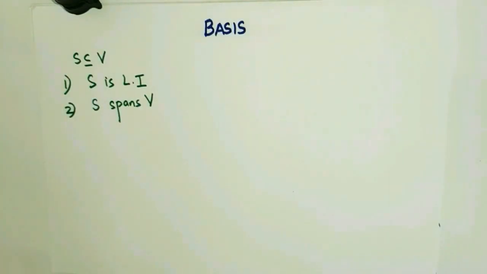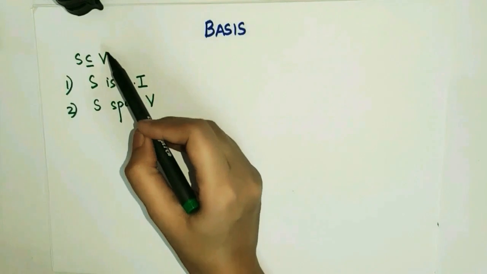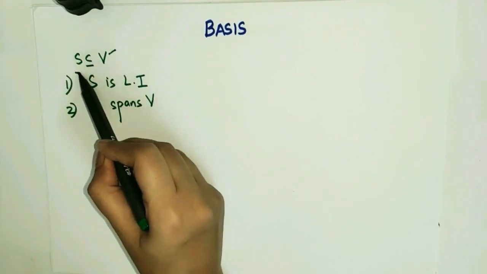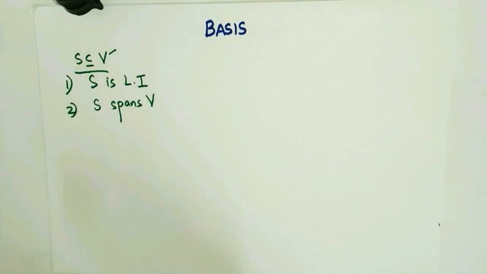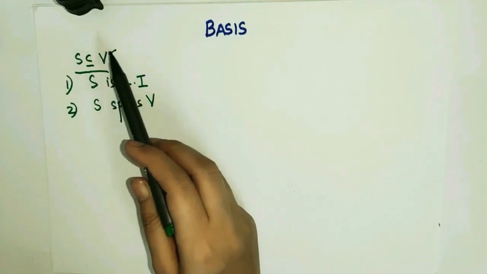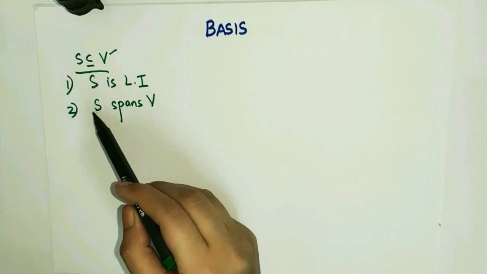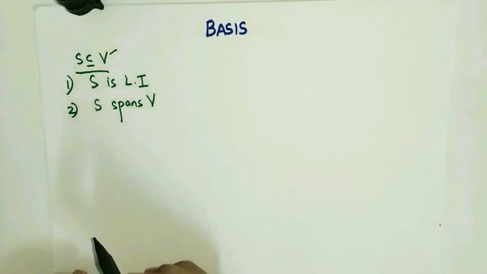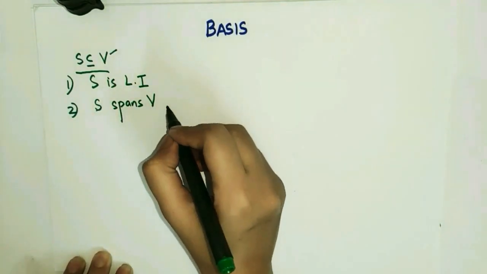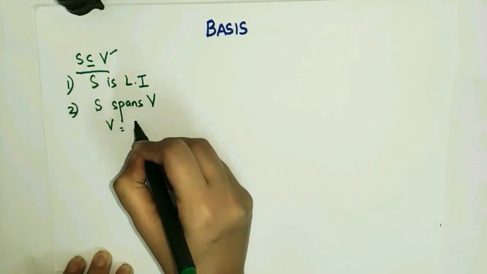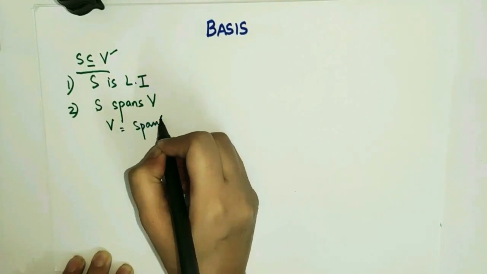What is a basis? Given a vector space V, a subset S of V is said to be a basis for this vector space if S is linearly independent and S spans V. That is, V is equal to span of S.